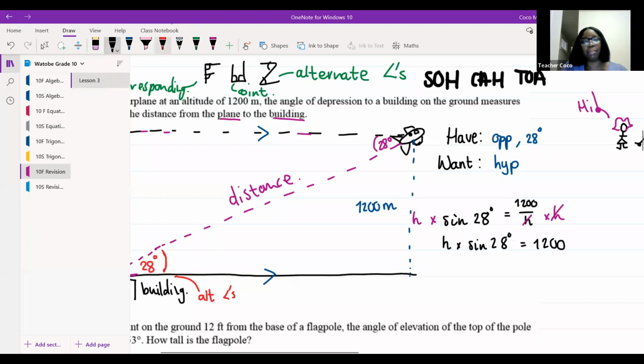What is my next step, guys? Okay, good, you guys are getting it. Excellent. We're going to divide. That's it. We're going to divide by sine 28 on each side. And you see how one of you has already got an answer for us, because when you understand the maths, it's so much easier to do.